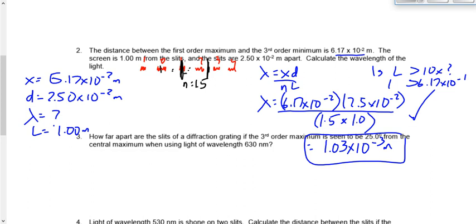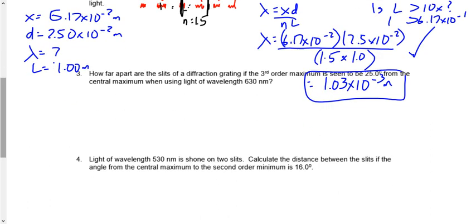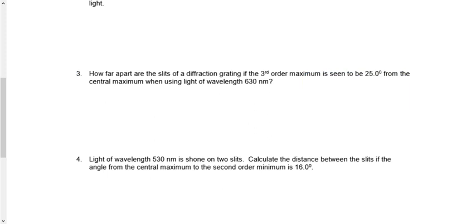Number 3: how far apart are the slits on a diffraction grating if the third order maximum is seen 25 degrees from the central maximum when using light of wavelength 630 nanometers? What do we got here? What are we looking for? How far apart are the slits on the diffraction grating? d, little d.